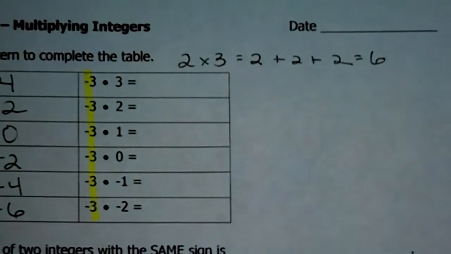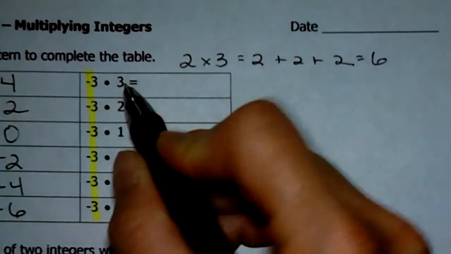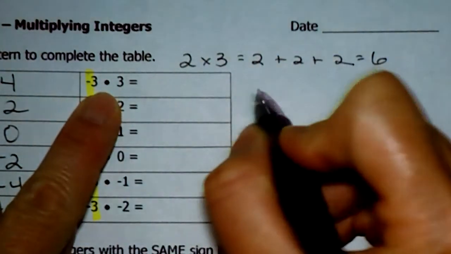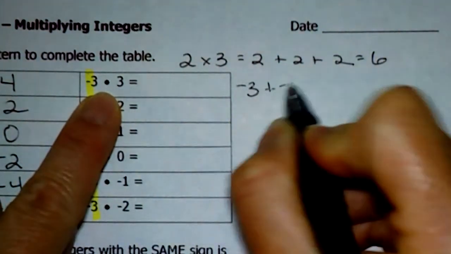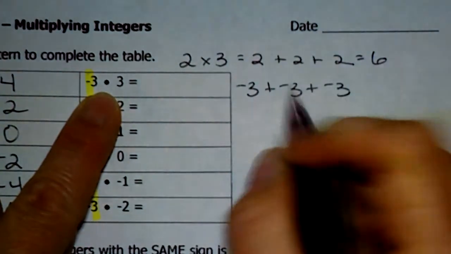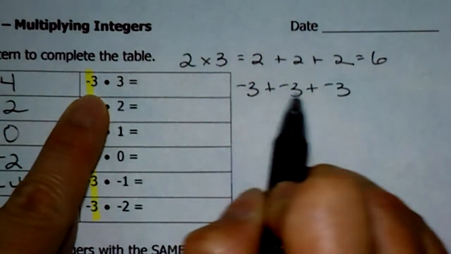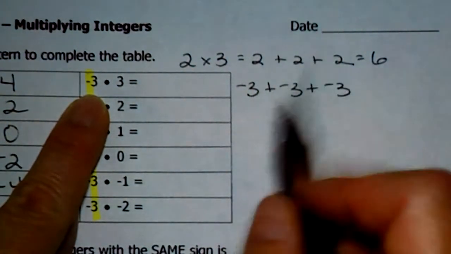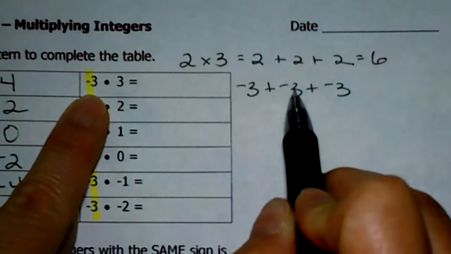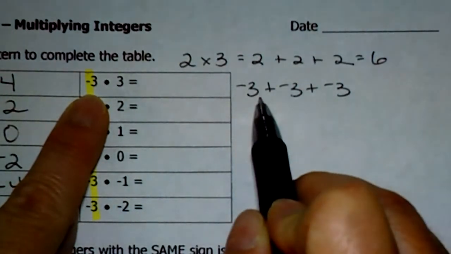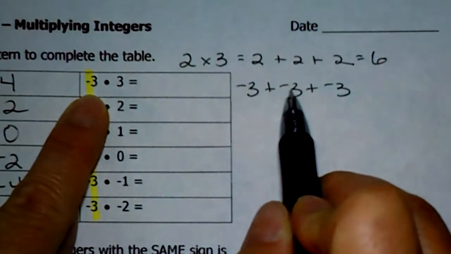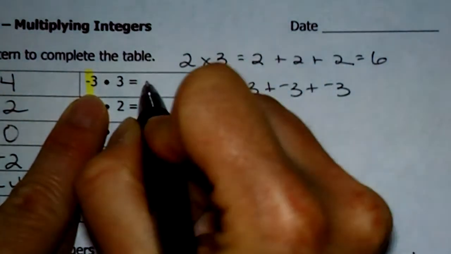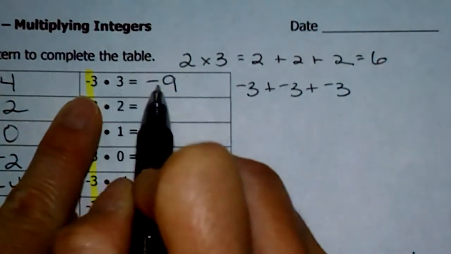If you have a -3 times 3, doesn't that mean that you have -3 three times? So this technically means -3 plus another -3 plus another -3. -3 times 3 means the same thing as that. Now you've already learned how to add integers with like signs, right? When the signs are the same, you add the digits and you keep the sign. So a -3 plus another -3, that's -6. And a -6 plus a -3, that's -9. So -3 times 3 is -9.